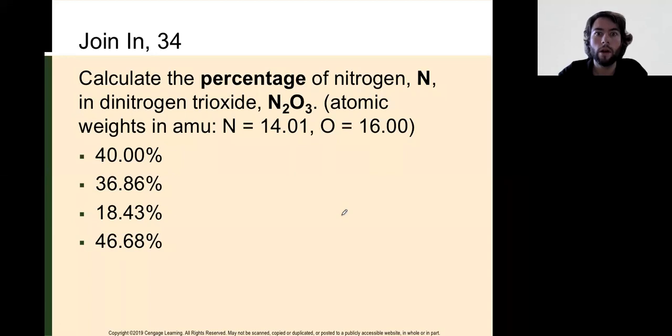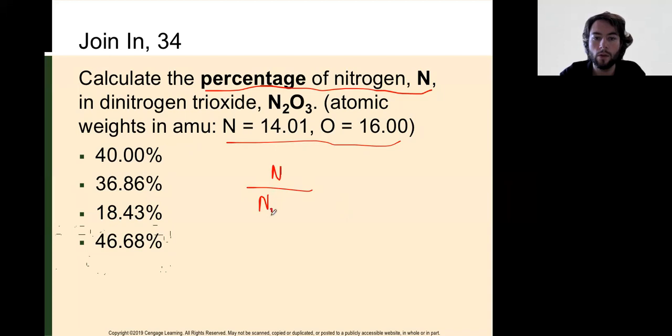All right, so in this question, what we want to be looking at is we're calculating the percentage of nitrogen. So we're not given any masses or anything, but we are given the atomic weights, which is probably what we need to use. Not always, but usually. So here we're looking to find nitrogen content over the N2O3. So we want to find out how much nitrogen there is in this compound.